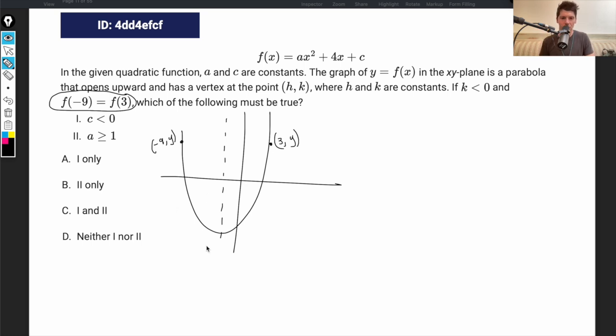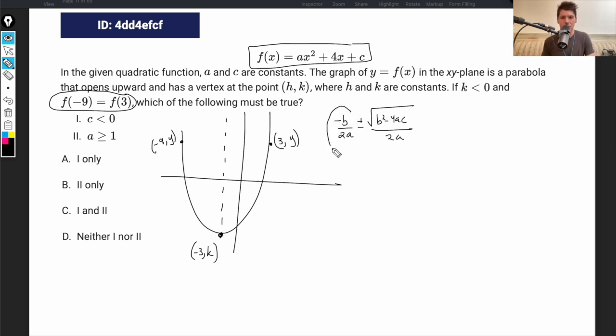So whatever that value, the h,k value, the vertex, is at (-3, some unknown k value). Okay, so the reason that's a great start is we need to know how to use standard form to talk about the x-coordinate of the vertex. The quadratic formula is -b over 2a plus or minus the square root of b squared minus 4ac over 2a. And I wrote it as two separate pieces as opposed to everything over 2a to show you that this is the x-coordinate of the vertex.